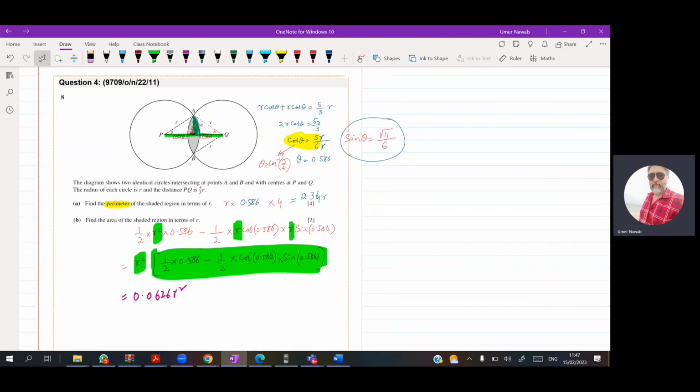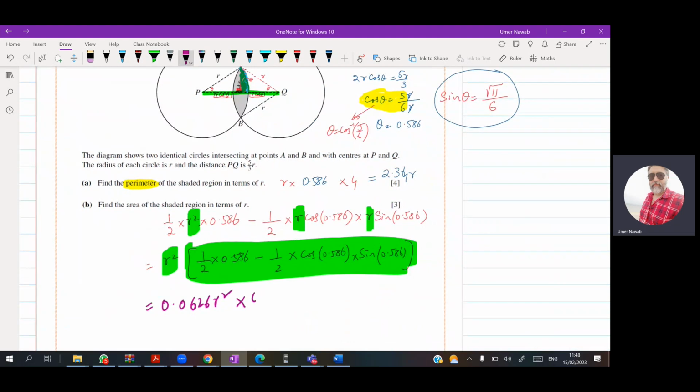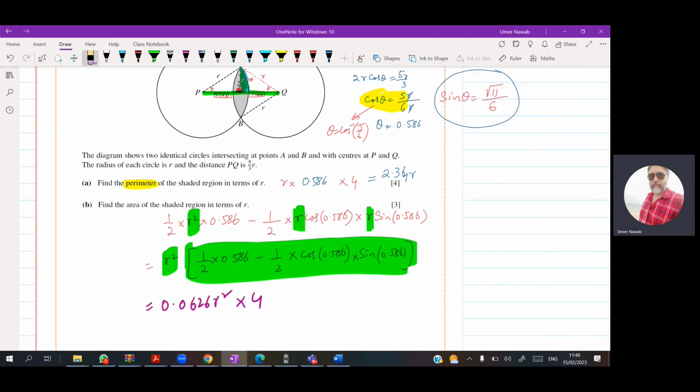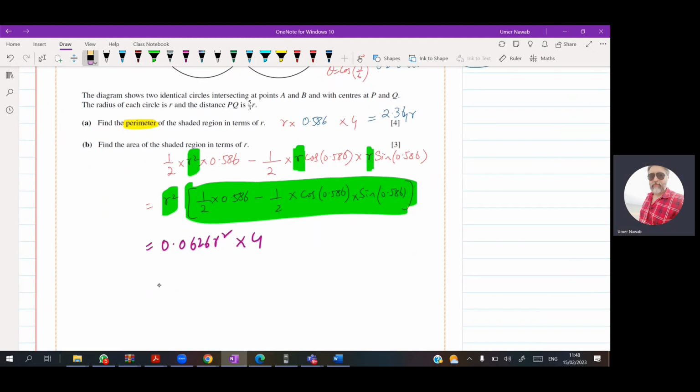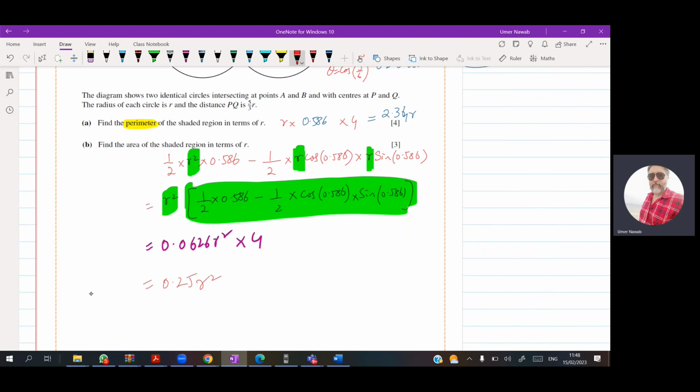But this is not my final answer. This is only for one sector. I need to times it with 4. So I need to multiply this answer with 4. It gives me 0.25. So my final shaded answer is 0.25 r squared. That is the area of the shaded region.